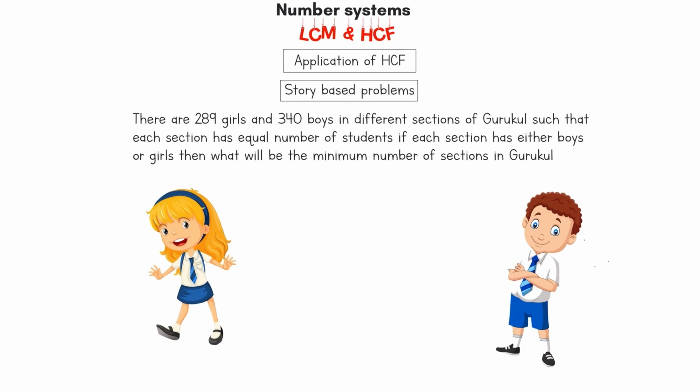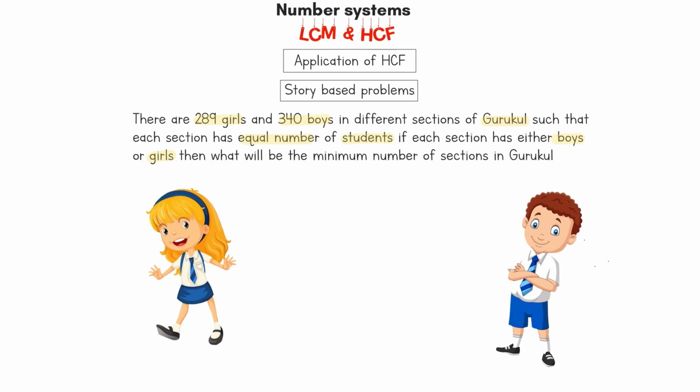So what does this problem say? The problem says that there are 289 girls and 340 boys in different sections of Gurukul, such that each section has an equal number of students, and in each section you have either boys or girls, which means you cannot form a section in which you have both. One section has only boys, the other section has only girls. You cannot have a mixed section. That is not possible.